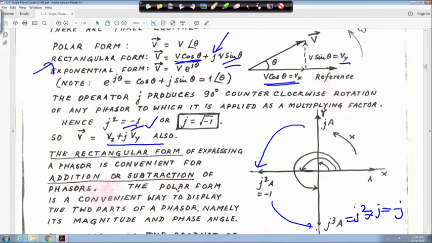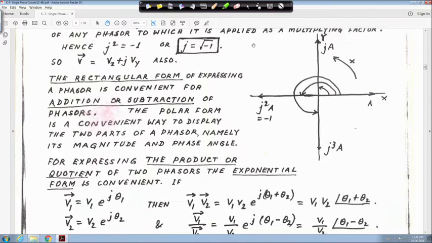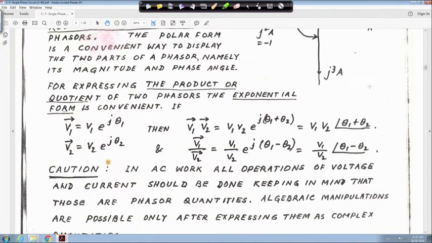The polar form is a convenient way to display the two parts of a phasor, namely its magnitude and phase angle, because V is the magnitude and theta is the angle. So let me clear it. And from your higher secondary mathematics, you know the operation of complex numbers.